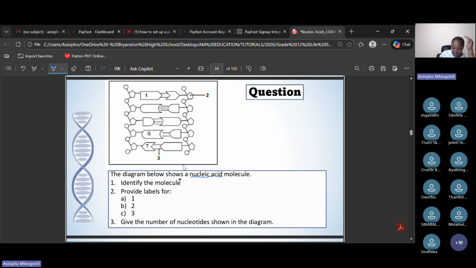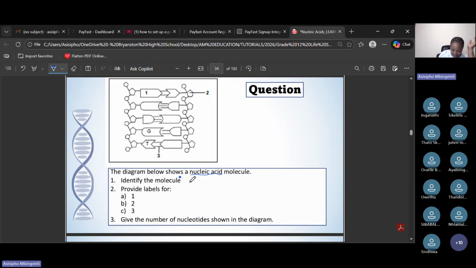DNA molecule. If my pen doesn't want to write or it messes up, guys, please do just listen to what we are saying. Remember, you will be marked correct if you write DNA. You don't need to write the meaning, deoxyribonucleic acid, because you might mess up the spelling and then we penalize you. Then provide labels for 1, 2, and 3. Let's see who's going to give us 1.